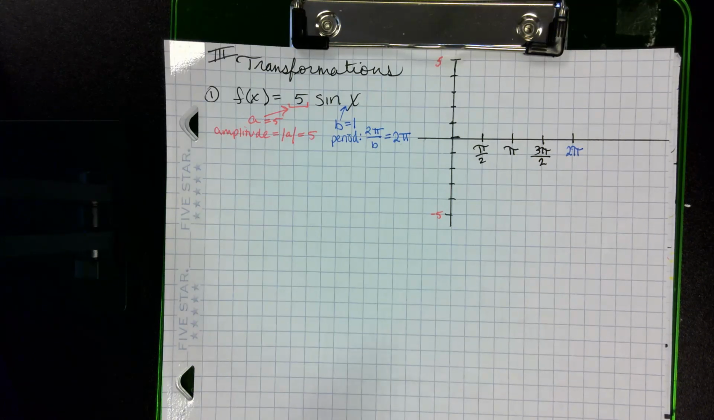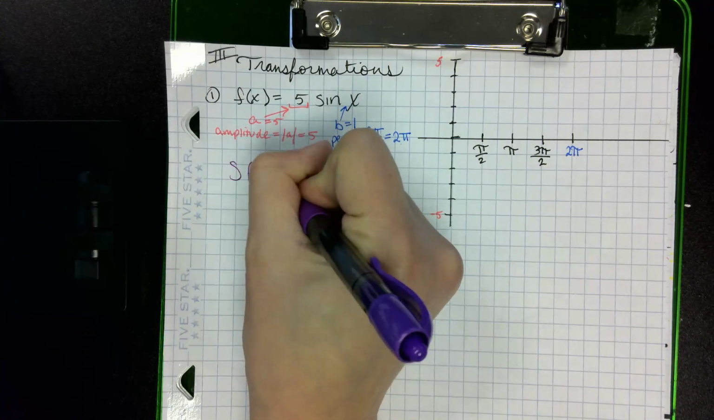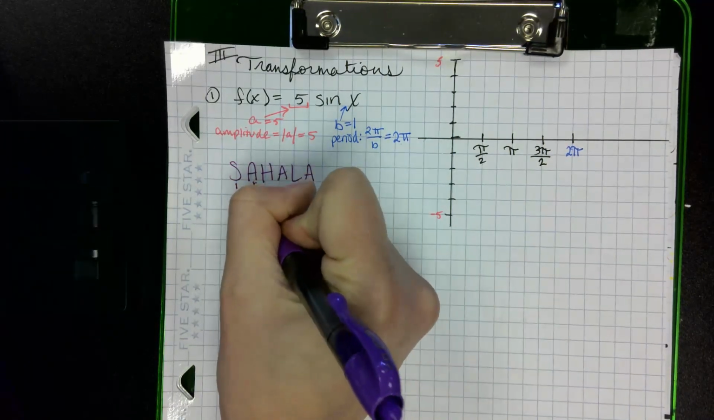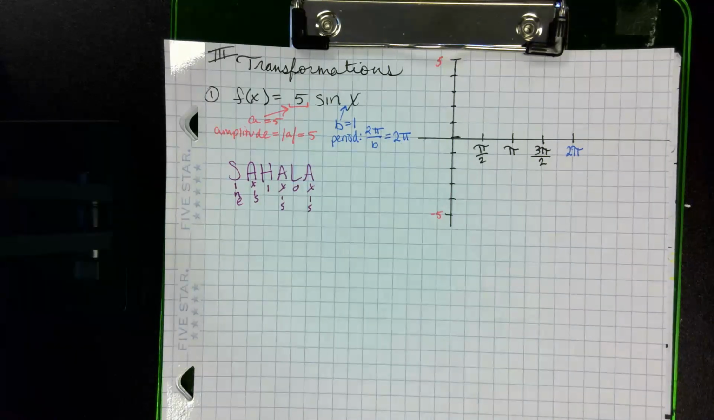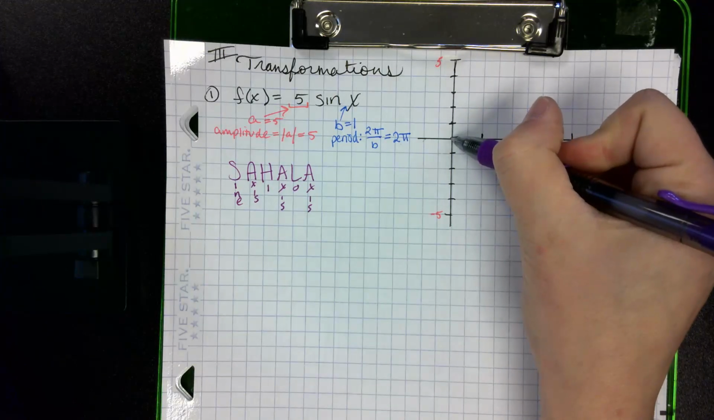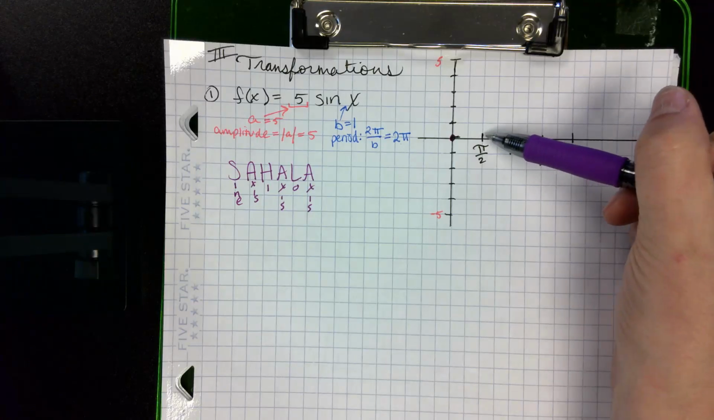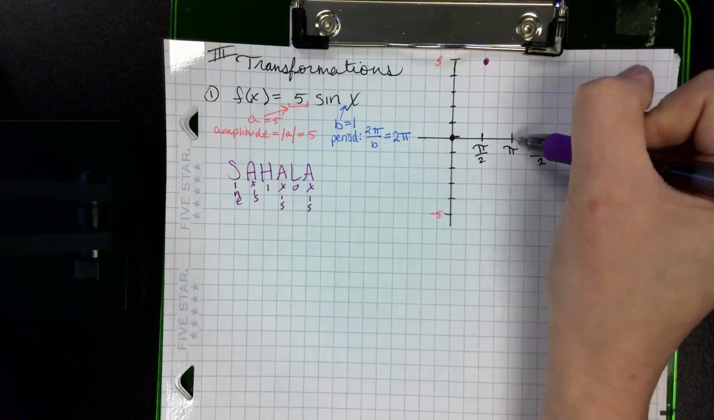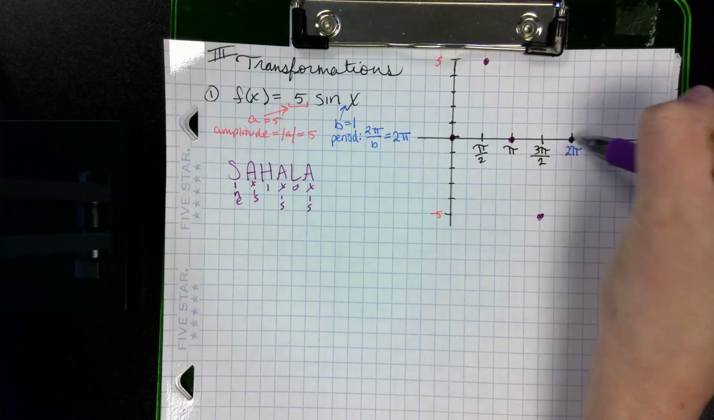Now I just need to graph it because there's nothing else going on in my function. Remember I said I used Sahala. That tells me that sine is axis, high, axis, low, axis. So I'm going to put a point at 0 on the axis. And then at my first mark, I go high, to the top. Then I go back to the axis again. And then I go low. And then back to the axis.